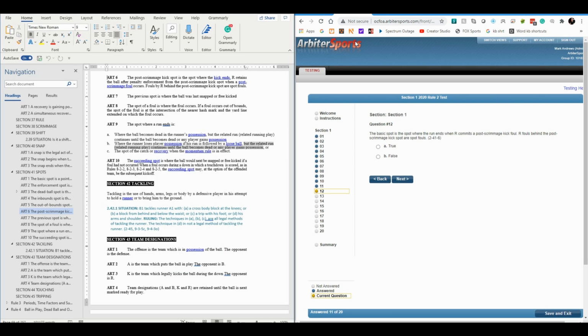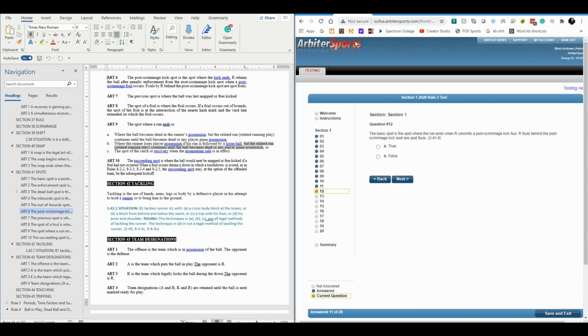Okay, another toughie, another somewhat confusing question. The basic spot. Do we all know what the basic spot is? That's the spot of enforcement for a penalty. Okay? We will get into that later, especially in 8, 9, and 10. The basic spot is the spot where the run ends when the receivers commit a post-scrimmage kick foul. Our fouls behind the post-scrimmage kick spot are spot fouls. Okay, so the first question is, what is a post-scrimmage kick foul?